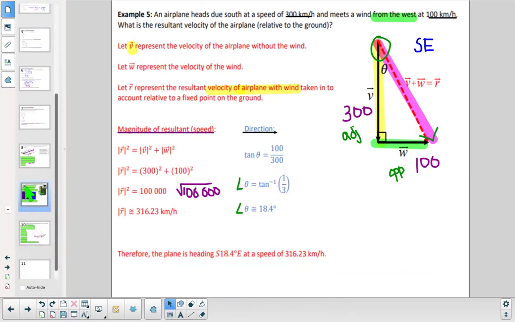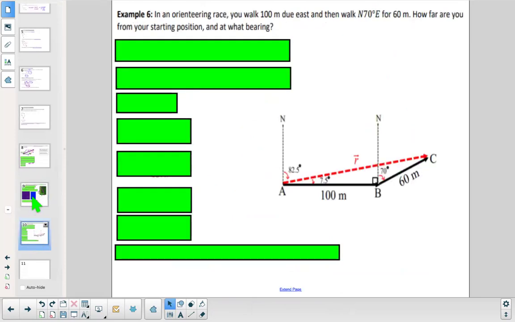Okay, before we move into the more difficult navigation question, it's going to be very clear.